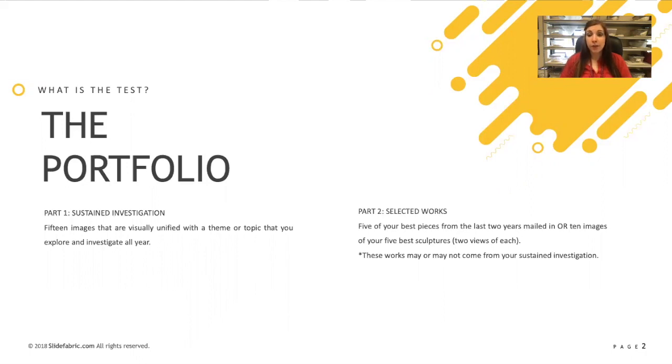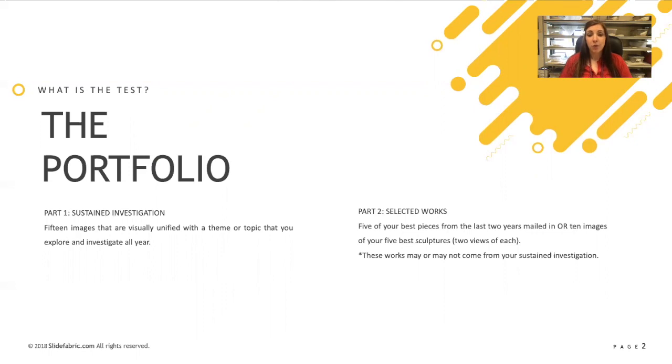There are two parts in the AP Art portfolio, and this is true for all three classes. So if you're in drawing or 3D design or 2D design, you are still going to do the same art portfolio. The first part of your art portfolio is the sustained investigation, and that is what we are talking about today. For your sustained investigation, you have to turn in 15 images that are visually unified with a theme or topic. You will explore and investigate this topic through your artwork all year.